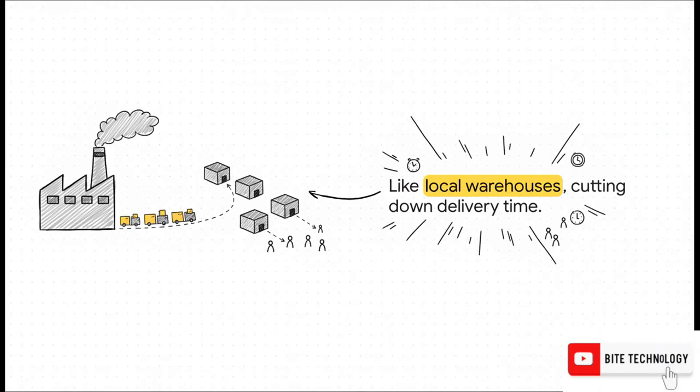Think of it like a huge online store. Instead of shipping every single package from one giant factory in the middle of the country, they have smaller, local warehouses everywhere. So when you order something, it comes from the one right around the corner. A CDN does the exact same thing with your data, cutting down delivery time and making everything feel lightning fast, no matter where you are in the world.